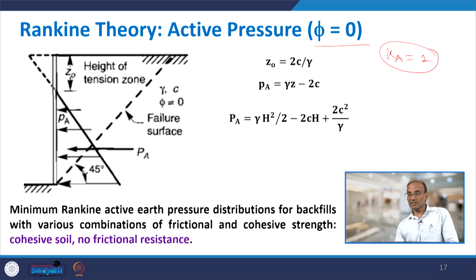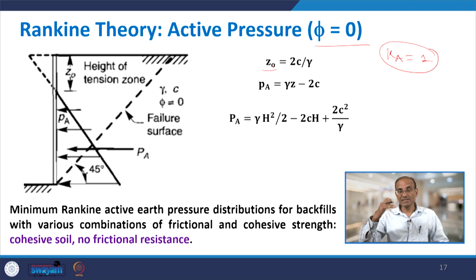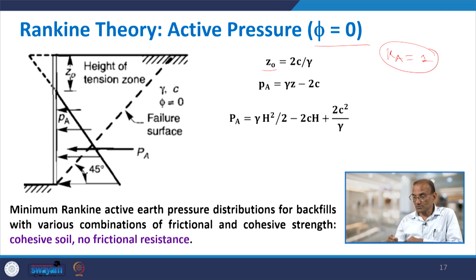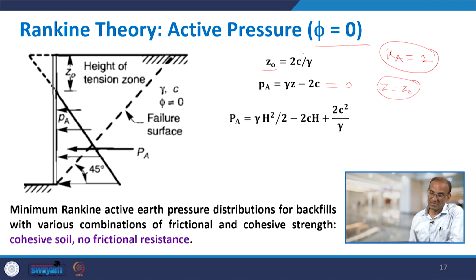Now, when K is equal to 1, your equation becomes gamma z minus 2 C, because root K and Ka will be 1 here. If z naught is the depth where the Pa becomes 0, to find the value of z you put this equation equal to 0 and solve for z equal to z naught. When you solve, you get 2 C over gamma, that is the depth where your active pressure becomes 0. Coming to the total pressure, this is given by the first component gamma h square by 2 with K equal to 1, minus 2 C h plus 2 C square.